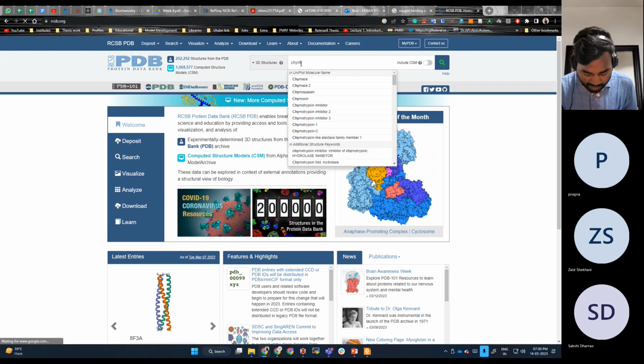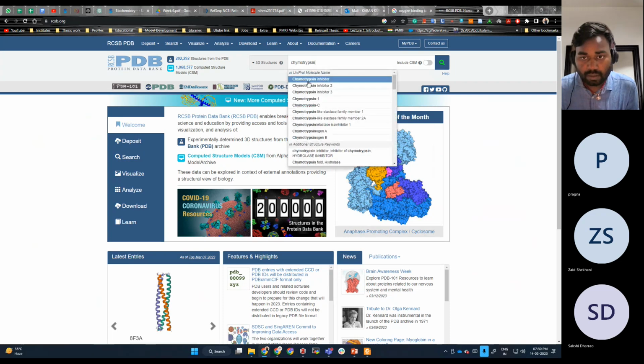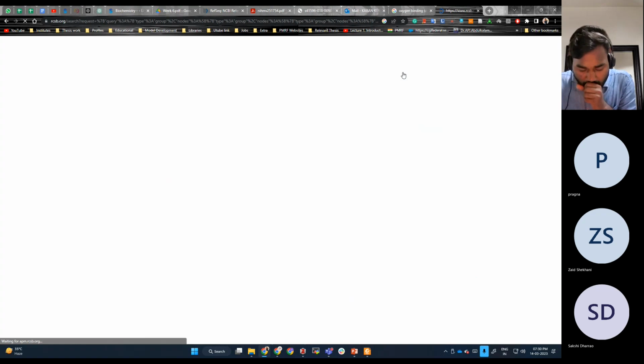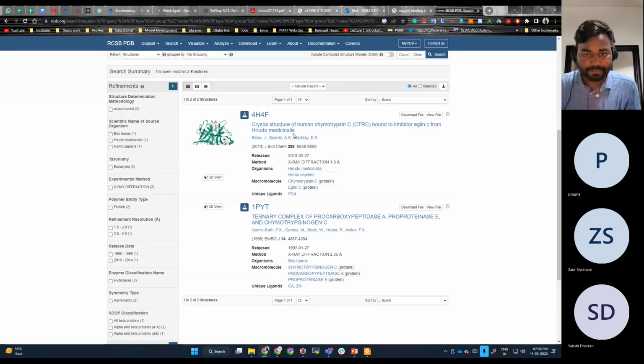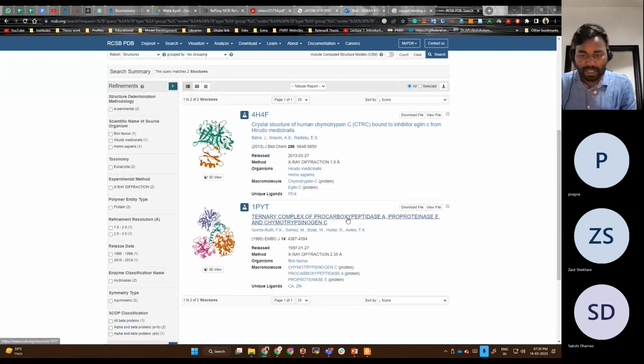So let me search chymotrypsin here. So chymotrypsin C, any structure. There are two structures of chymotrypsin C available. You can download any one. This is the ternary complex of protocarboxypeptidase, proteinase, and chymotrypsinogen. Okay, let us visualize this structure.